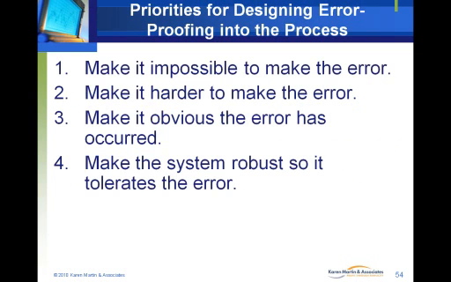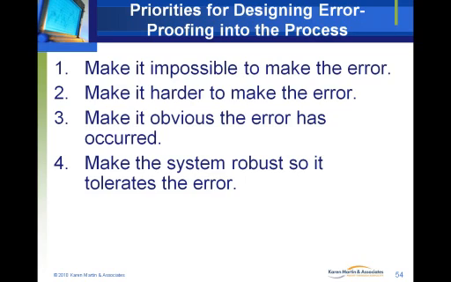We don't want to put too much time into inspection. So in terms of redesigning the process, the first thing you challenge the team to think about and to be incredibly innovative is, how do we make it impossible to make the error? Then how do we make it harder? Then how do we make it obvious an error has occurred? And then how do we make it so there's no impact to the error?